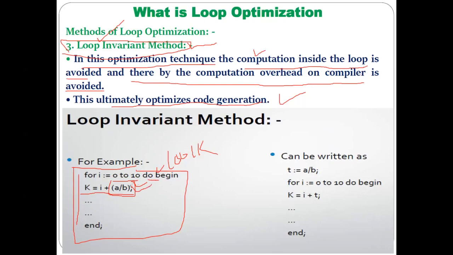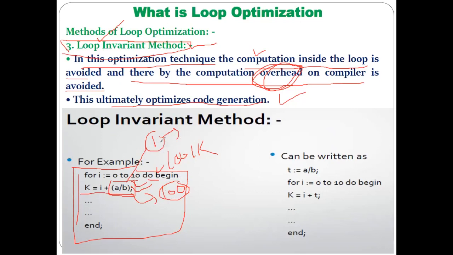If you avoid this unnecessary computation inside the loop, the overhead on the compiler is reduced. Overhead means the extra, unnecessary burden on the compiler is reduced. Now, how can it be done? If this loop runs 100 times, this expression is going to be evaluated 100 times, but the result is going to be the same. If it is evaluated one time, the result is the same. Even if it is evaluated 100 times, the result is still the same.